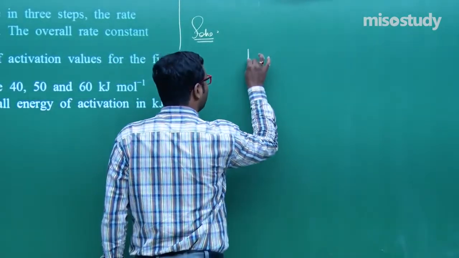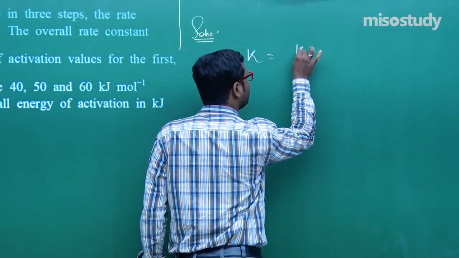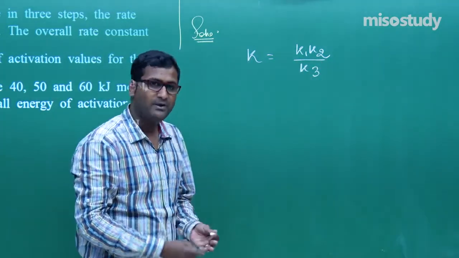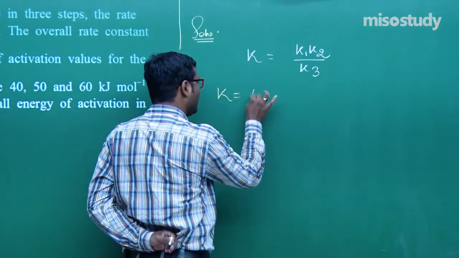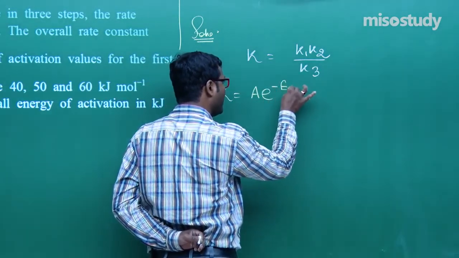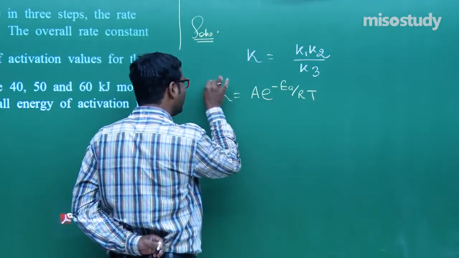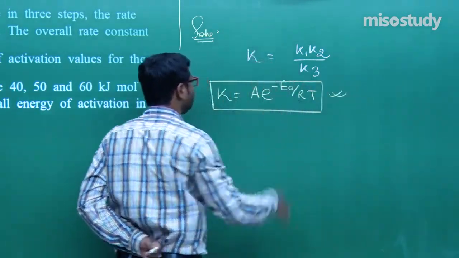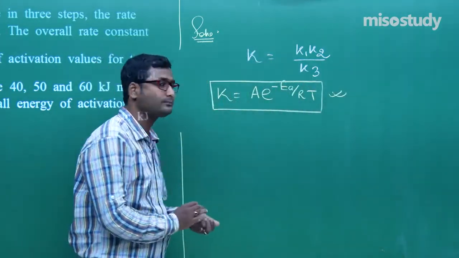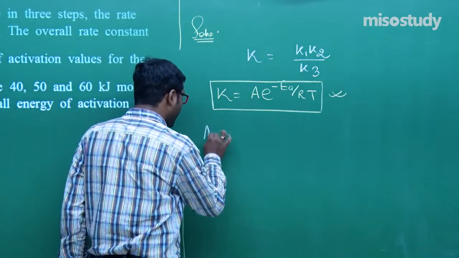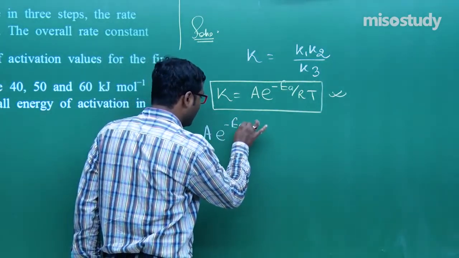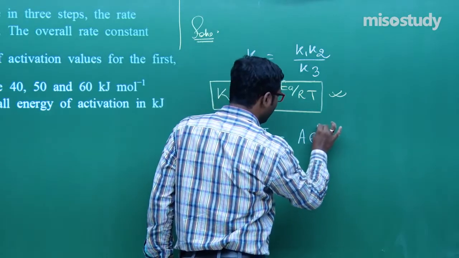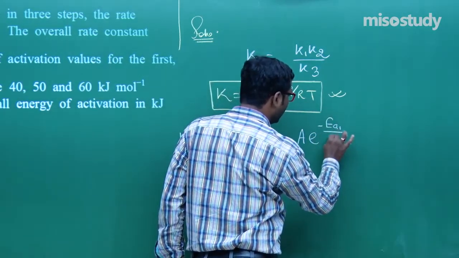What is given? k is equal to k1 into k2 upon k3. We know, remember, k is equal to A e to the power minus Ea upon RT. This is the Arrhenius equation. Remember, now put this value here. Now check it out, what will happen? Look at A e to the power minus Ea upon RT is equal to, for k1, A e to the power minus Ea1 upon RT.